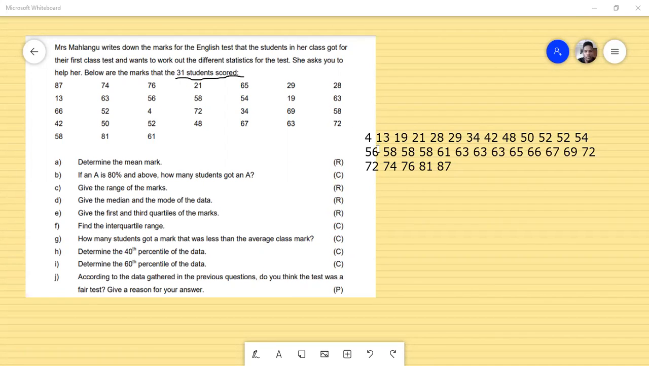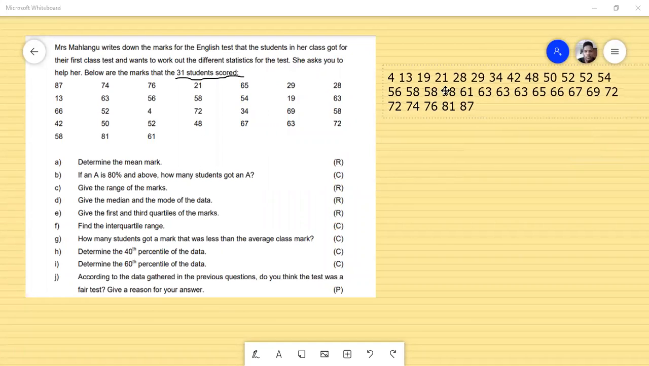The first question we have is asking for the mean, right? What did we say mean is? We said that mean is basically your average. Mean is indicated by this symbol, an X with a bar like that, right? So that is your average.